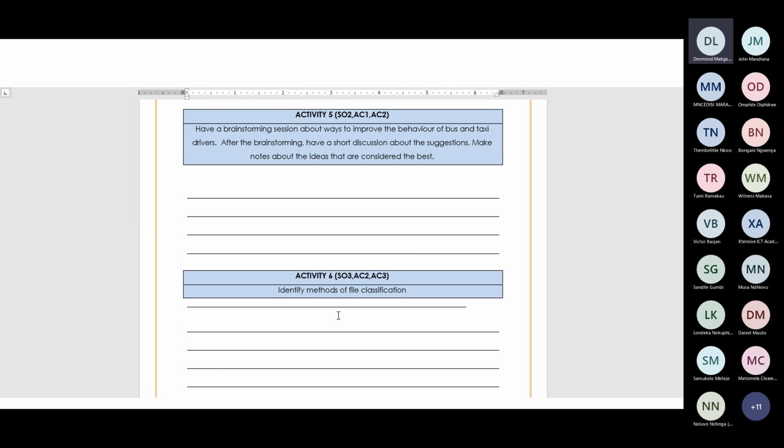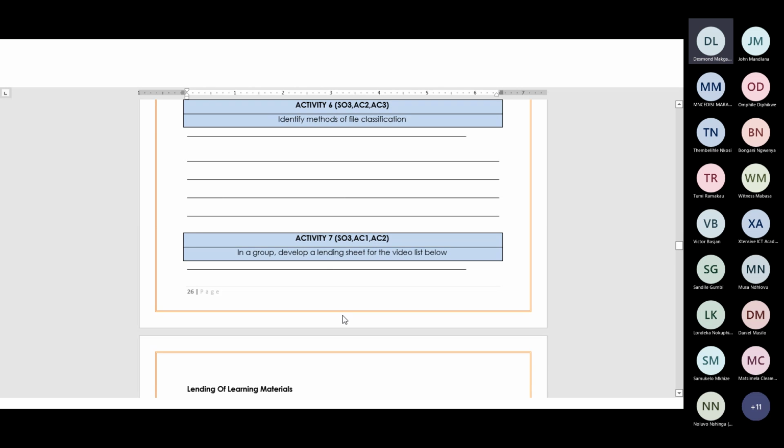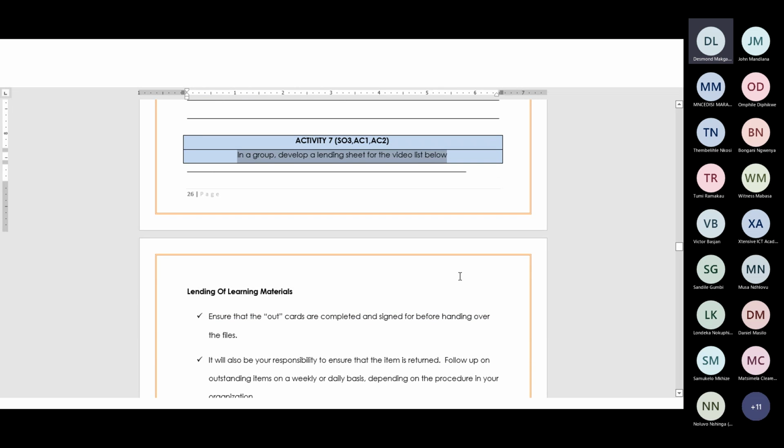I'm just putting it out there, but I would imagine we all have used taxis and we all know what to say there. In a group, develop a landing sheet for the video list below. So if you look in the learner guide as well, you'll find a few ideas that we've got around this, and we have some information around file classification. So when you get here as well, you are allowed to go to the internet to broaden your search, but you'll find some information in the learner guide as well. Right.